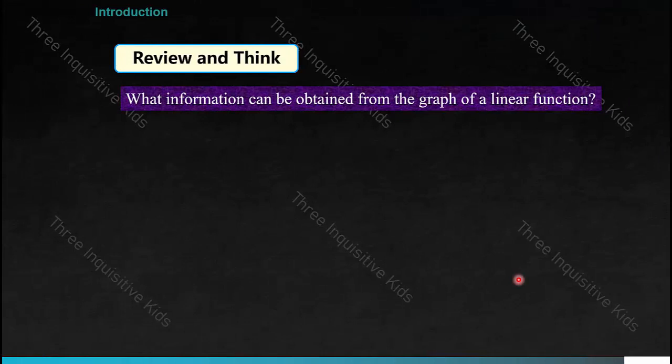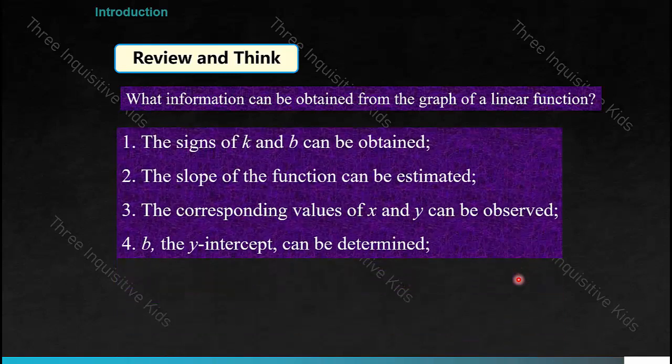Introduction. Review and think. What types of information can be obtained when you look at the graph of a linear function? So it's also asking, once you're given the graph of a linear function, what values can you immediately find? Well, you can find 4 things. First, you can find the signs of k and b. K in here is the slope.